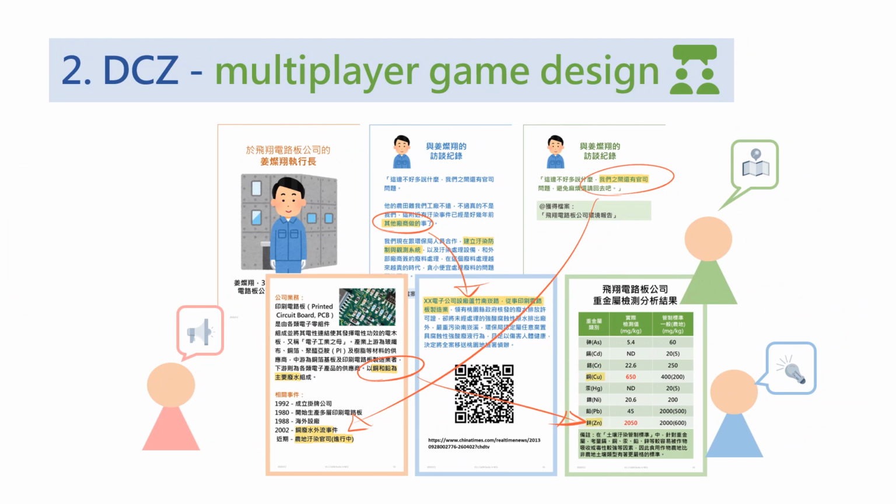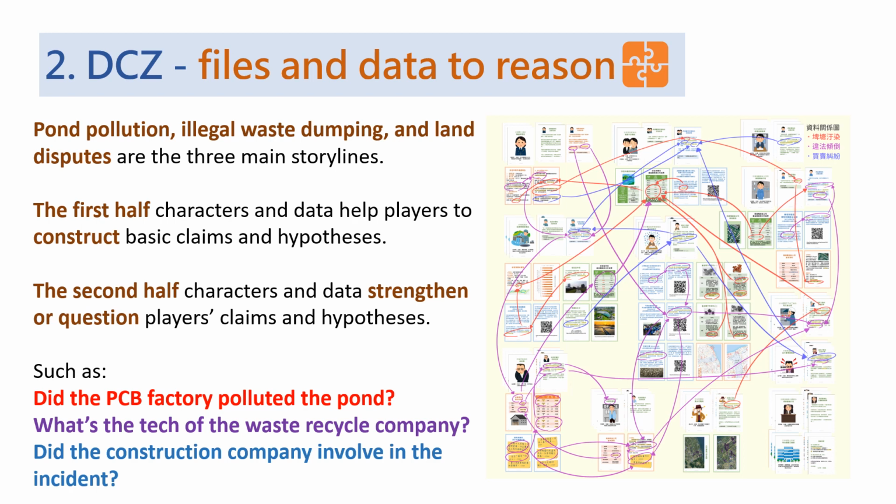Here's an example. 3 players talk to the same character and get information of his factory. They have to talk to each other to figure out what happened in this factory. Pond pollution, illegal waste dumping, and land disputes are the 3 main storylines. The first half characters and data help players to construct basic claims and hypotheses. But the second half characters and data strengthen or caution players' claims and hypotheses, such as did the PCB factory pollute the pond? What's the tech of the waste recycle company? Did the construction company get involved in the incident? They have to figure it out.